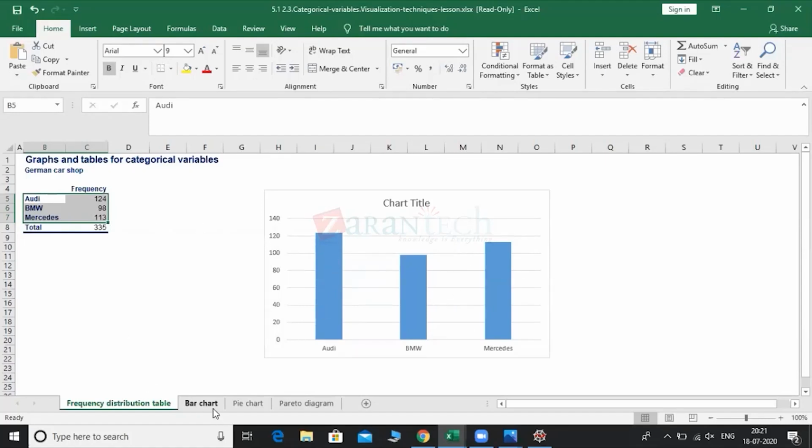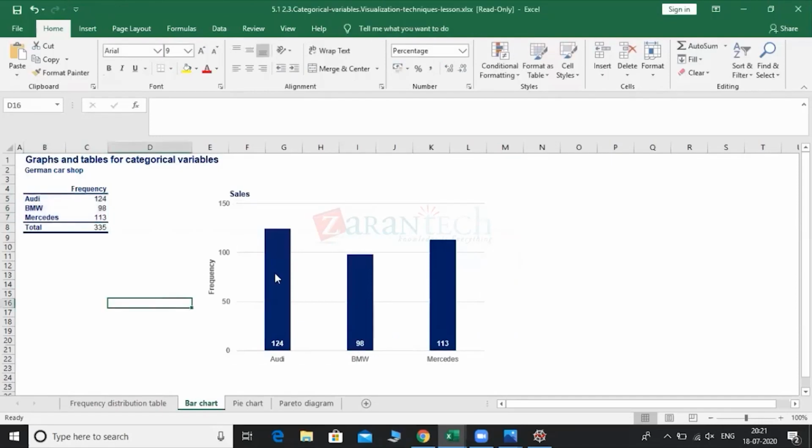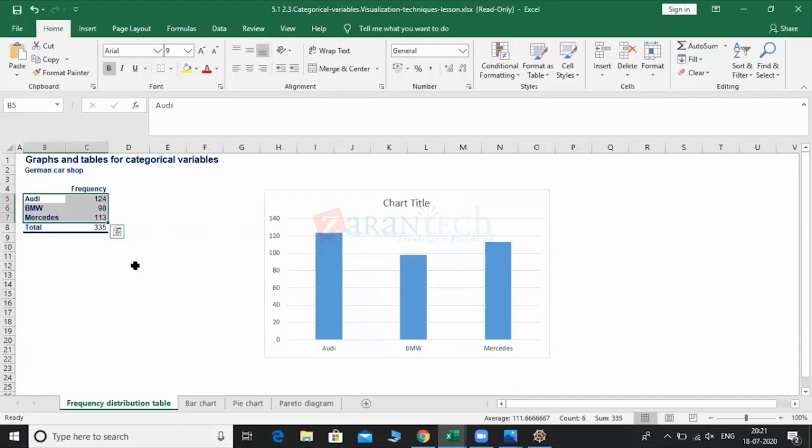Similarly, I have created these kinds of charts for how many sales have been there, for example for Audi, BMW. The other way of representing this categorical data is to create pie charts. The way we have created this, all of you have worked with Excel, right? I don't need to show all of these things, or do I need to? Is there anyone who has not done any work on Excel?